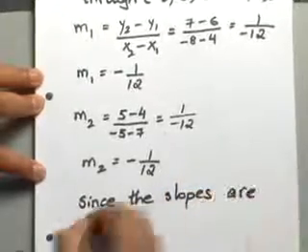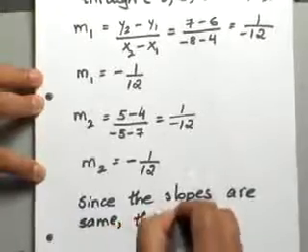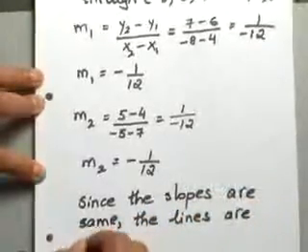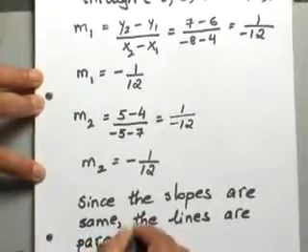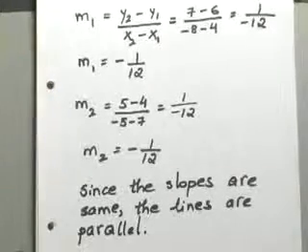So since the slopes are the same, we can conclude the lines are parallel, and that's all we are trying to determine in this example. Okay?